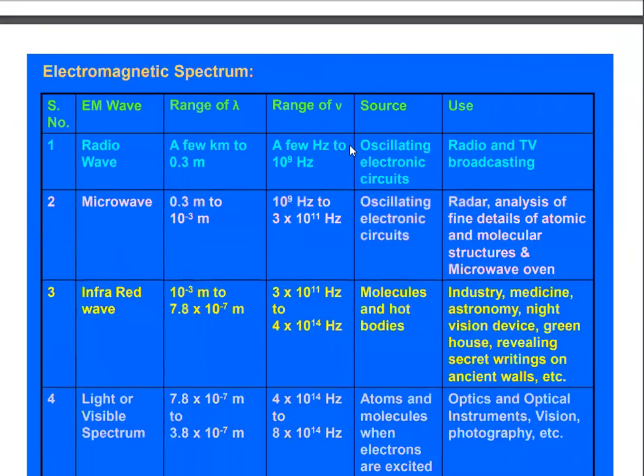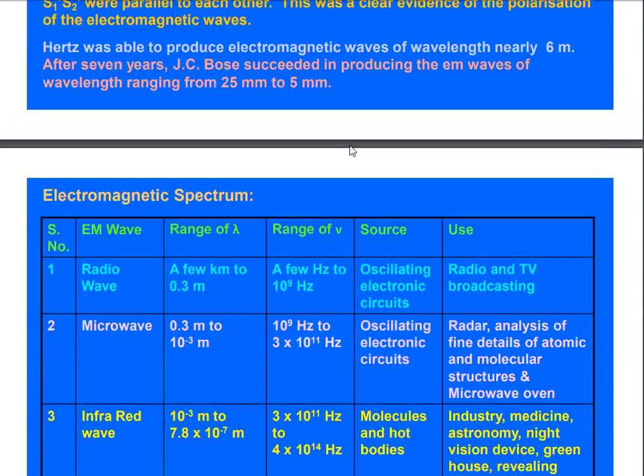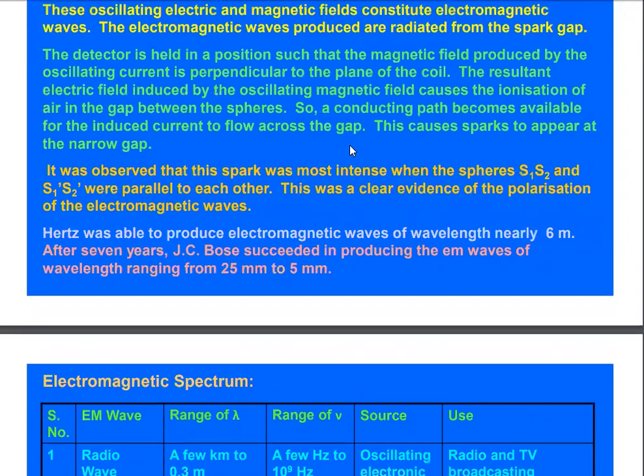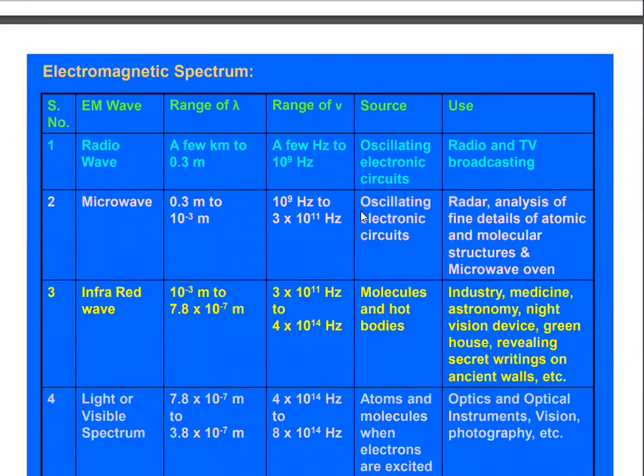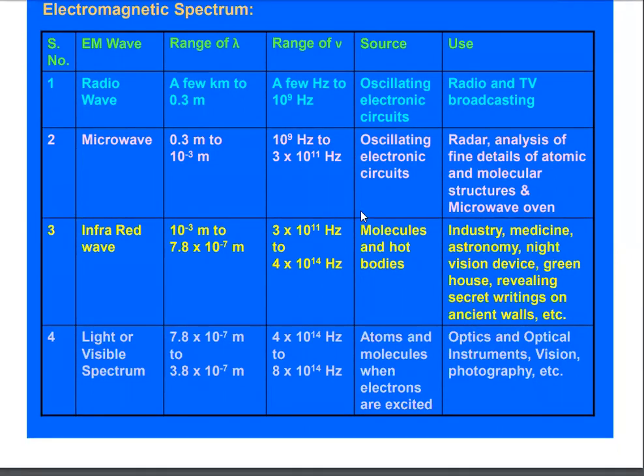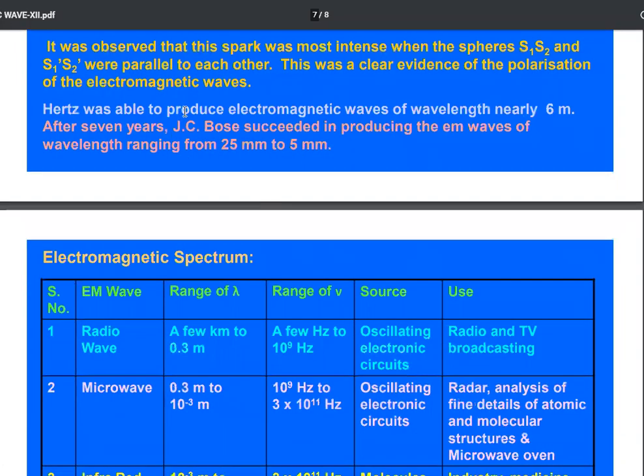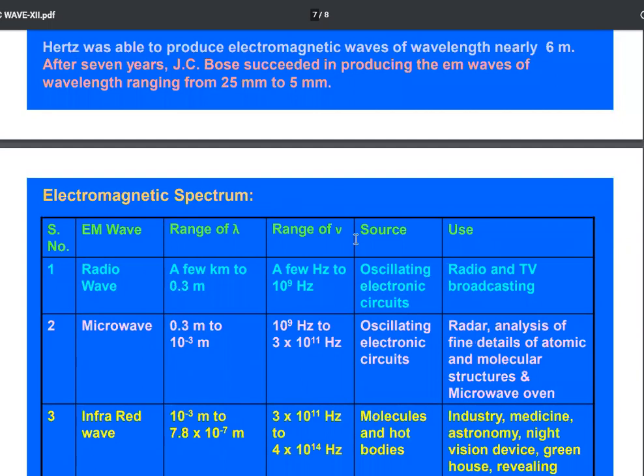Now, depending on the speed with which the charged particle is being oscillated, we will have various components of electromagnetic wave. And in this way, we can have a spectrum of electromagnetic wave varying with frequency and amplitude. So here you see, this is the spectrum of electromagnetic wave.